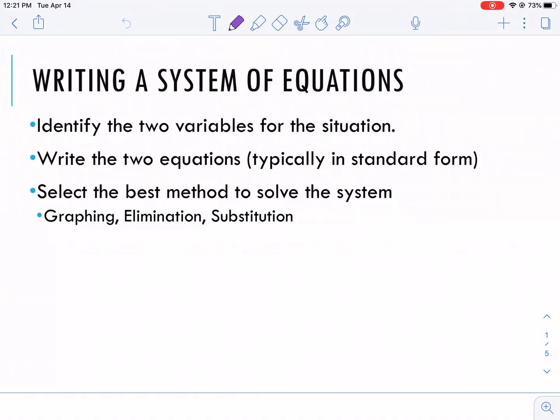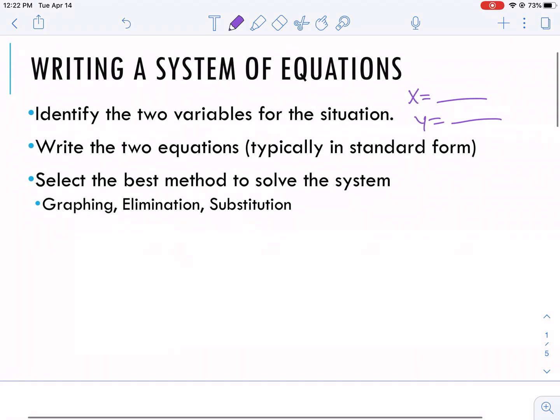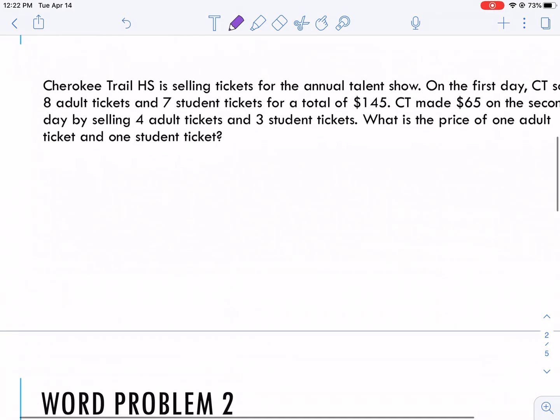So not only are we going to be solving systems of equations, but we're also going to be writing systems of equations as well. Some helpful tips: identify what the two variables are, so that would be like x equals blah, y equals blah. Then you're going to write the two equations, typically in standard form, and then select the best method to solve. So graphing, elimination, or substitution. We're probably going to stick with elimination and substitution. All right, so let's just do some examples.